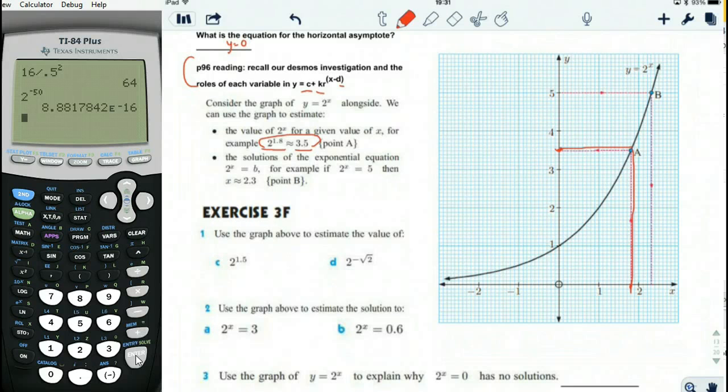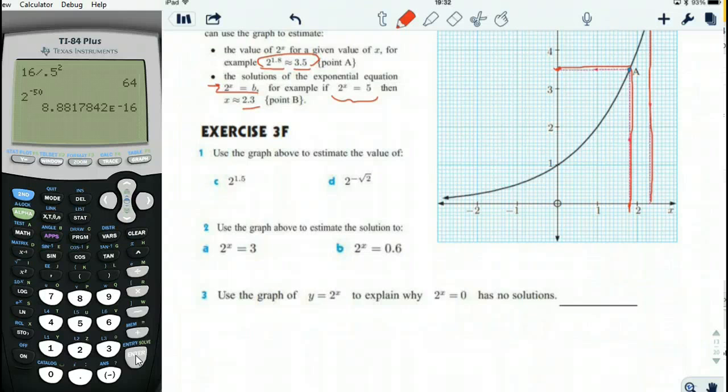So we just found the solution for 2 to the 1.8 by using the smooth graph of y equals 2 to the x. Now, for the solution to the exponential equation 2 to the x equals b, remember during the last section, 3E, we talked about graphing as a way of solving an equation where an unknown exponent equals a number. If we have 2 to the x equals 5, we can find 5 on the y-axis, and it maps to 2.3 on the x-axis. So we solve this with that. Okay, so now I'm going to solve a few examples for you.